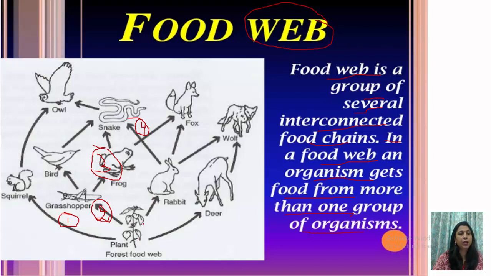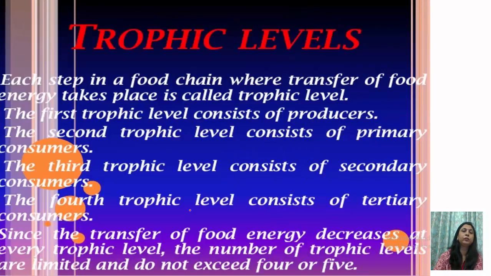Then plant eaten up by the rabbit. This is our food chain number 5. Rabbit is directly eaten by fox. It's food chain number 5. And if rabbit is eaten by wolf, it is food chain number 6. Then plant eaten up by deer. Deer is eaten up by the wolf. So you can see in this food web, there are 7 food chains which are interlinked with each other.